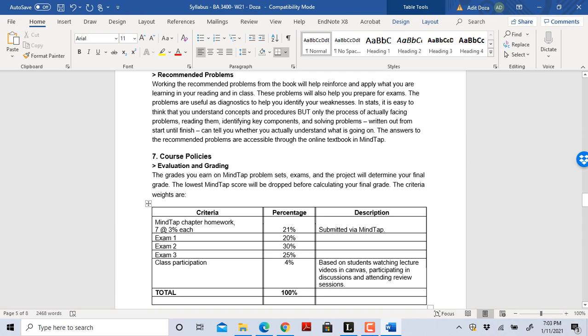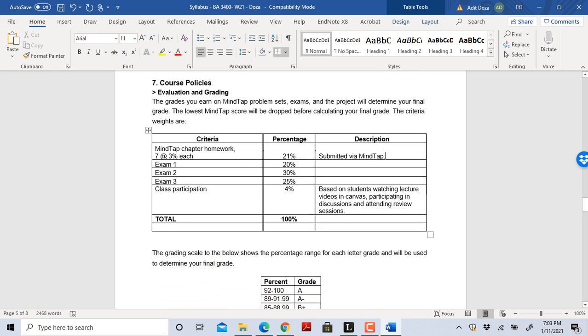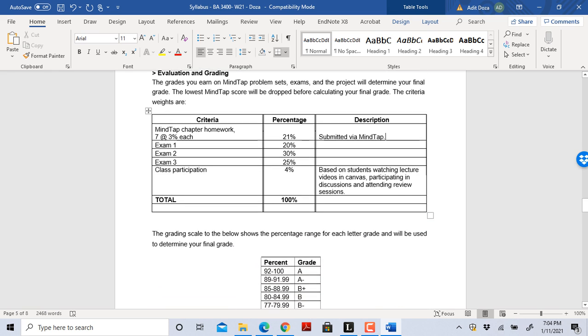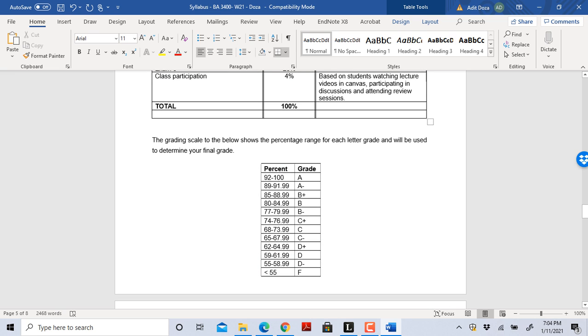So how do I measure class participation? If you're watching my lecture videos, if you're doing the problems properly or not, and if you have signed up for Mindtap, so based on everything, the class participation will be calculated. So total is 100%. So this is the grade breakdown.